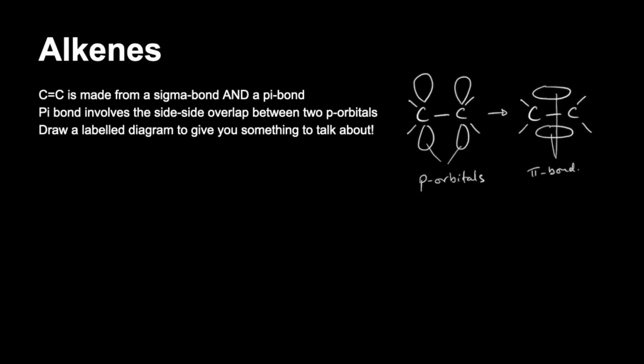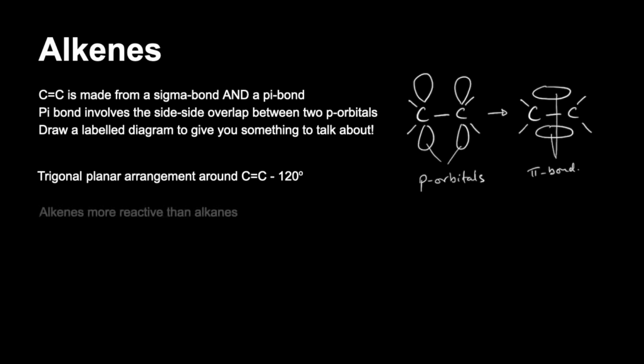So what am I talking about here? Something like this. So these are just the carbons of the double bond. So you've got your 3 sigma bonds for each carbon, and then you've got these p orbitals. So there'll be an electron in each of these p orbitals. They overlap sideways above and below the sigma bond, and you get the pi bond. In terms of shape, we've got a trigonal planar arrangement around the carbons of the double bond, and the angle would be 120 degrees.